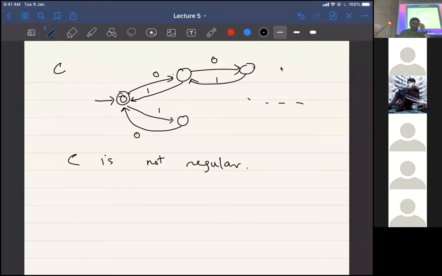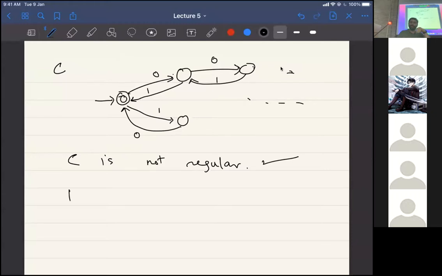Exactly. That's why I'm saying that if it reaches the third zero, it will grow. Then we will solve it for three zeros. Then we have to solve it for four zeros. Then we have to solve it for five zeros. In order to solve it for all possible zeros and ones, this machine would have infinite states. And it's no longer finite states. So C is not regular.